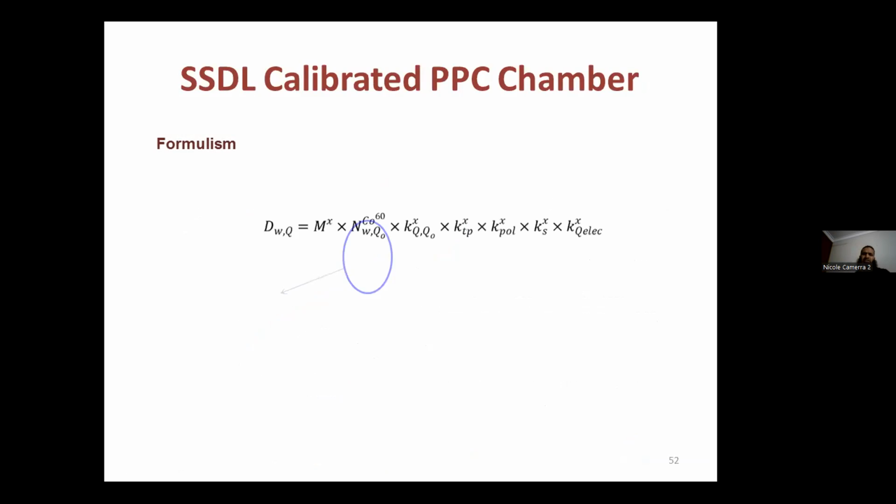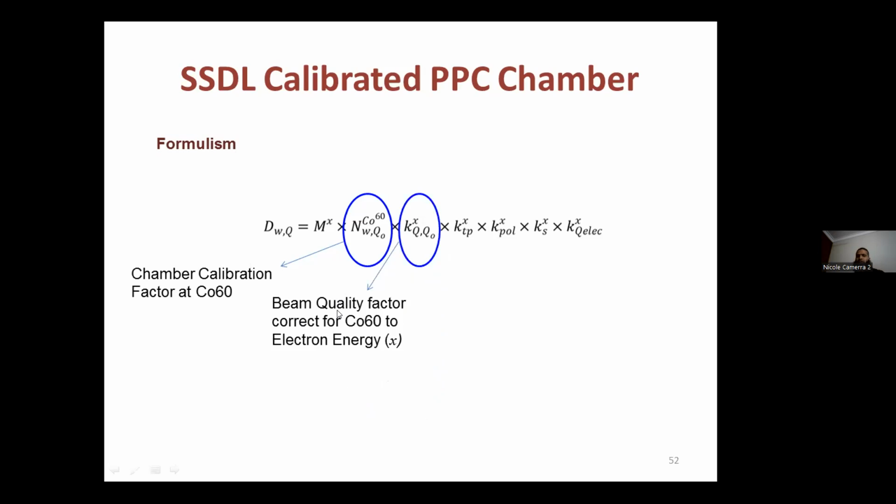What I was saying in the beginning, in part one, we talked about if your plane parallel chamber is cross calibrated with the Farmer chamber. But if you want to use the plane parallel chamber which is calibrated at cobalt 60, this is the formula you have to use. You can use it directly. The chamber calibration factor you can get from the certificate, and KQQ naught you can get from the beam quality factor in TRS 398.